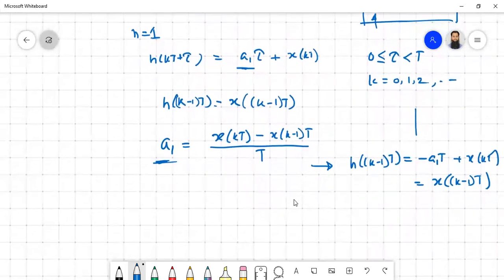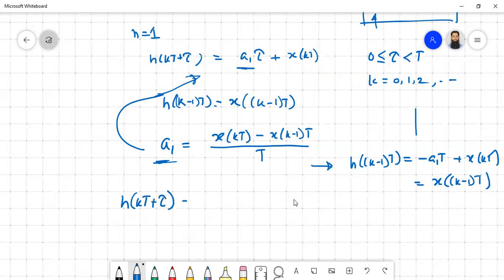Okay, so now if you put the slope equation into this equation, what we are going to get is h(kT + tau) equals the previous sample, that is x(kT), plus the slope, that is a1, which we already figured out as (x(kT) minus x((k-1)T)) divided by T. So this is slope into tau, where tau is within the value of T.